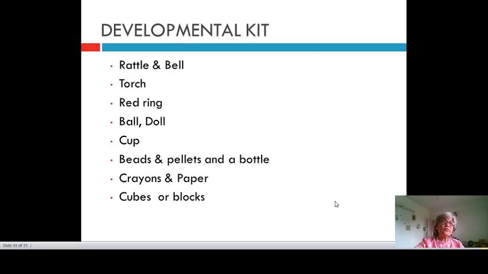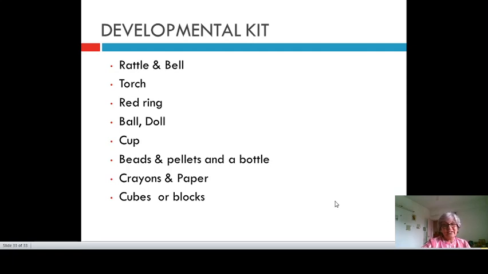And finally, to do all this developmental assessment that you are expected to do, what all things do you need? Your teacher will be telling you that you need to carry a development kit with you for your classes in the wards or for your exams. What are the things that a kit should have? Simple. A rattle or a bell for making sound, a torch for light, a red ring, a small ball and a small doll, a small cup where you can put beads or pellets. We often use puff rice. That's safer because if a baby puts it in his mouth, there won't be any risk of aspiration. And a small bottle, crayons and paper and blocks.